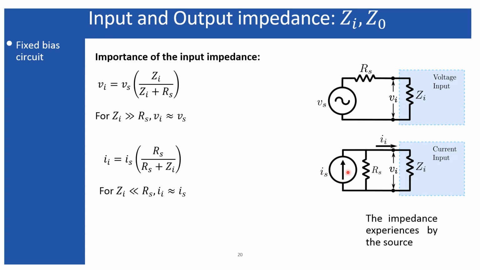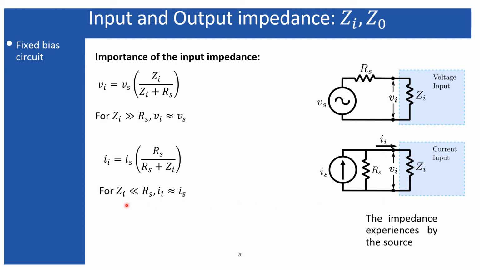Similarly, for the current source also, when you are applying the current source, our purpose will be to drive the entire source current through the input impedance of the device. But since there exists a source resistance, if the source resistance is smaller or comparable with the input impedance, some part of the current will pass through its own source resistance, and the rest will pass through the input impedance of the device.